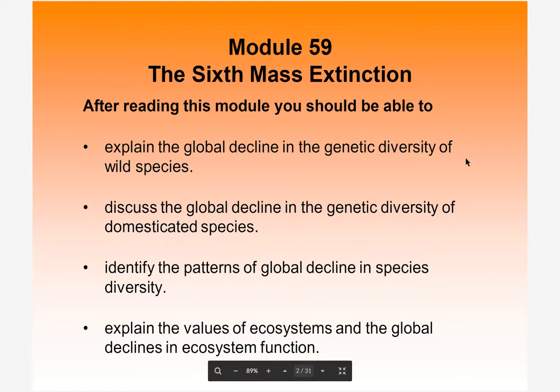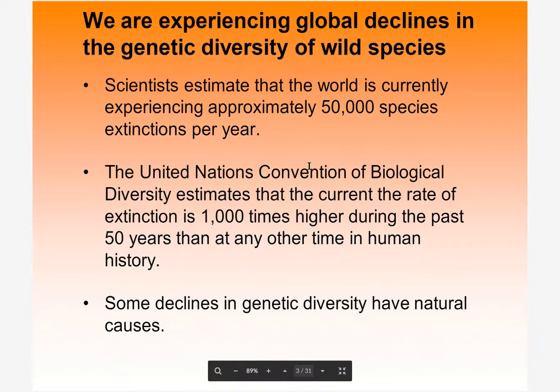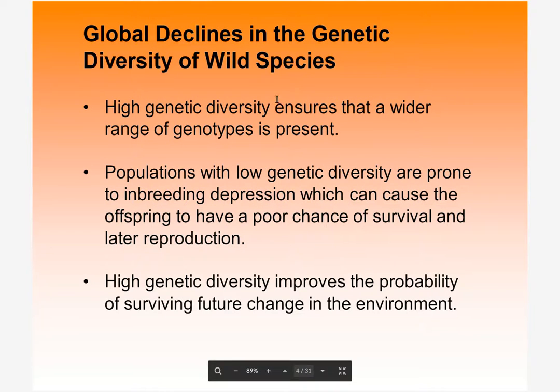I had you guys read an article on this earlier in the year. Basically, in general, genetic diversity of species, domestic and natural, is just a decrease, right? Wild and domesticated both are declining. And right here, they estimate the world is currently experiencing approximately 50,000 species extinctions per year, which is crazy. The current rate of extinction is 1,000 times higher during the past 50 years than any other time in human history. Some of it is due to natural causes, but a lot of this, again, we think is anthropogenic.